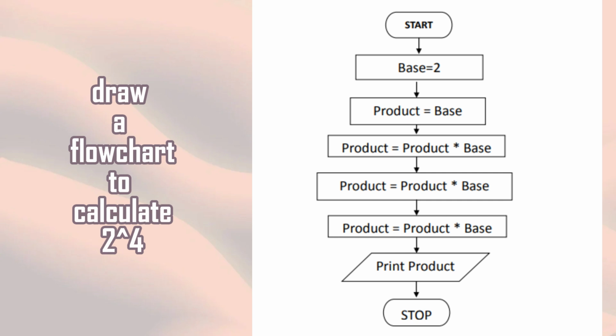Then in the next box you can see product is equal to product multiplied by base, and in this the product before the equal sign is the product of the upper answer.